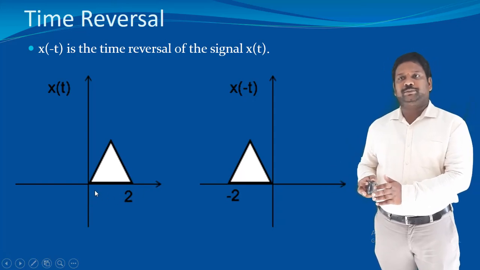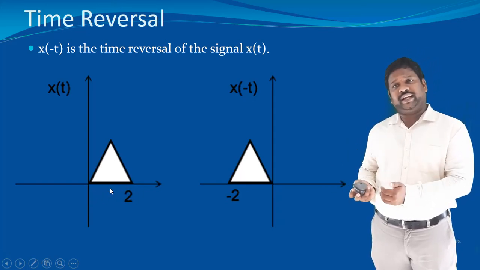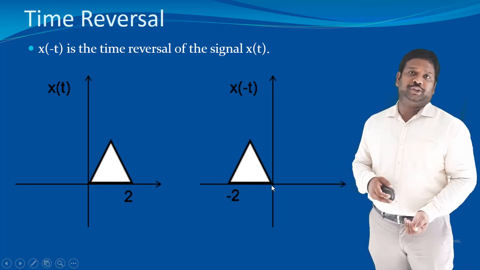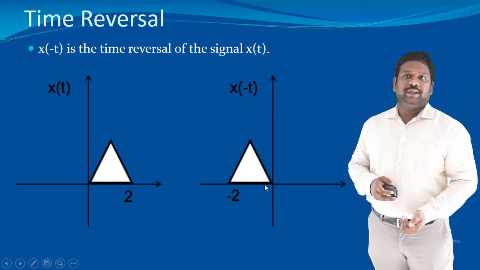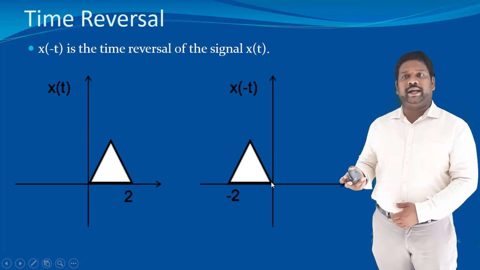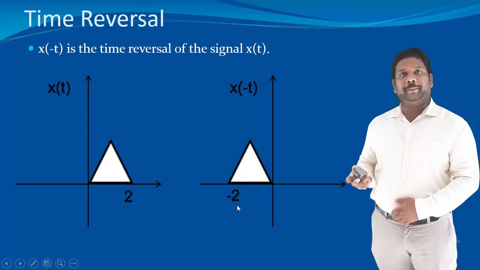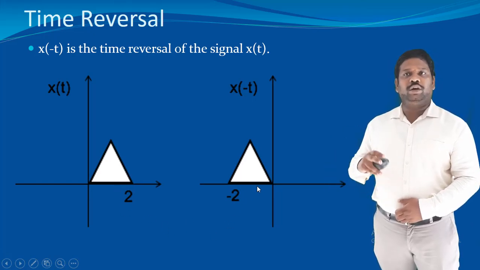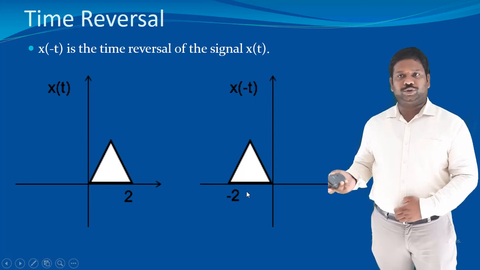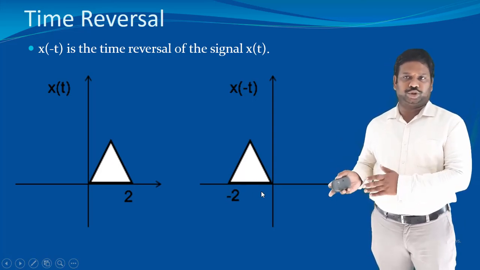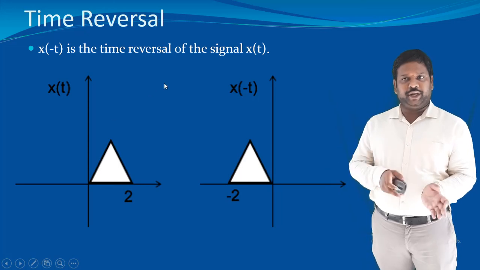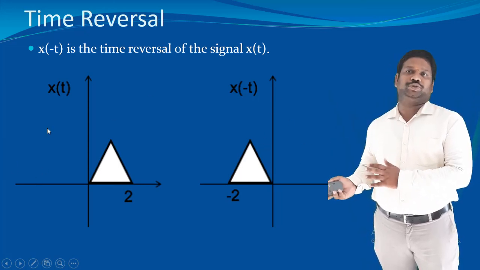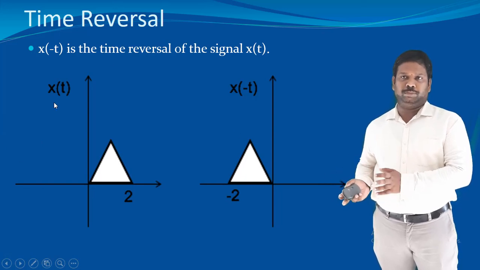Similarly, the time reversal version of x of t, that is x of minus t, will be from 0 to minus 2, on the negative side. It is exactly the opposite values which will be present in the positive as well as in the negative. If the signal is present in the positive, the time reversal will be in the negative. If the signal is negative, the time reversal version will be present in the positive. We will see it with different examples later.